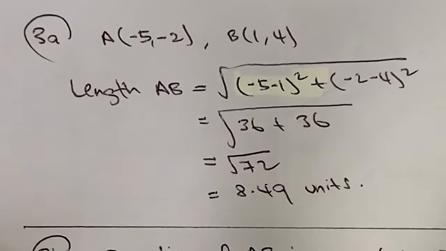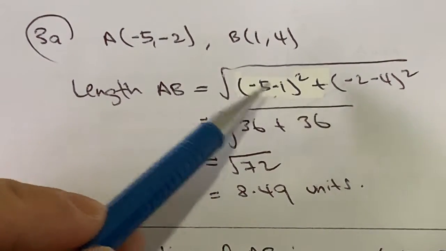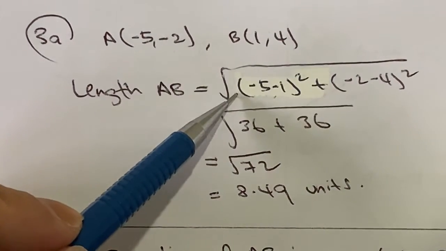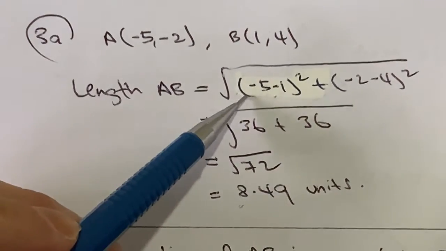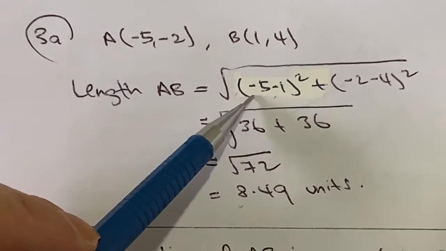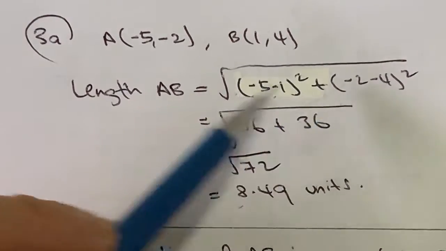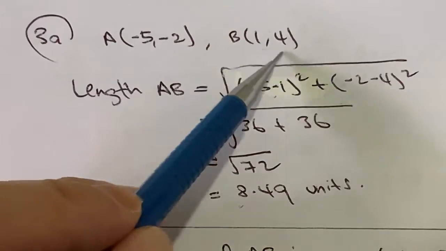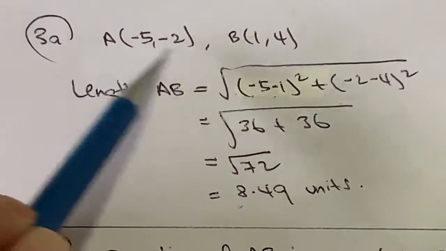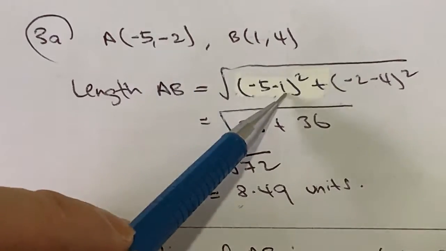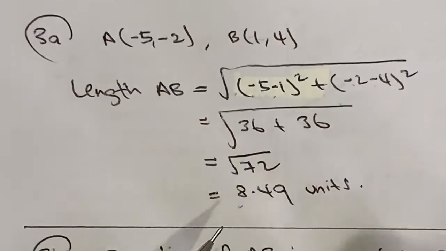So number 3 here, given A and B. Okay, use the formula, and you have an answer of 8.49. So this is the square root of x2 minus x1 square plus y2 minus y1 square. So again, write down the coordinates at the top so that you can know and substitute nicely where is the x2, where is the x1, where is the y2, where is the y1 easily.